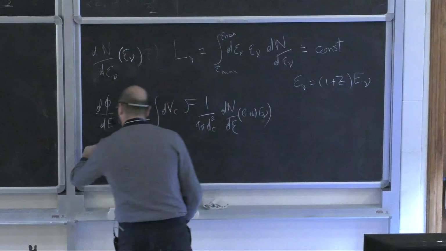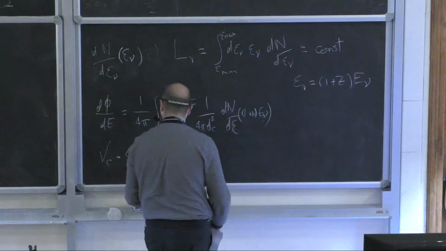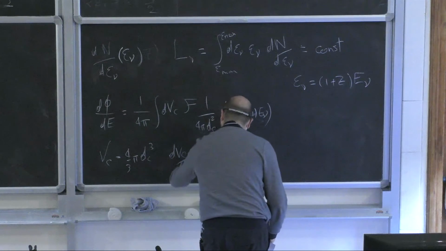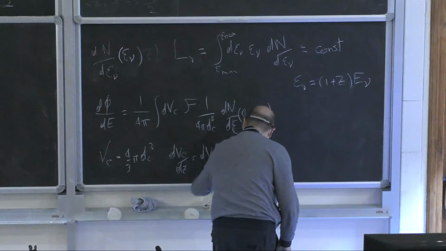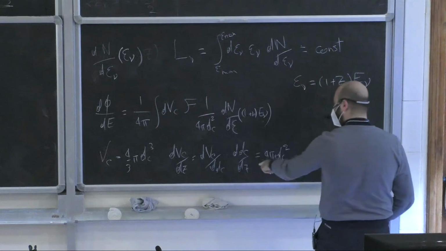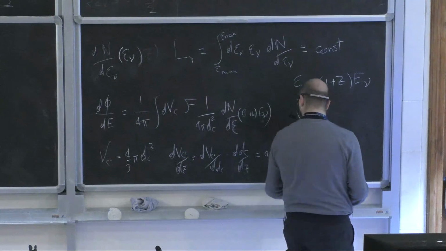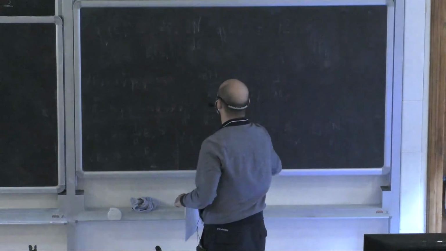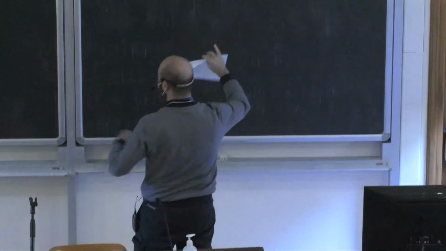What is this V_C? The comoving volume is going to be 4/3 pi d comoving cubed. I can write dV_C with respect to z as dV_C with respect to d_C times d d_C with respect to z. This gives me 4 pi d_C squared, and then a 1 over the Hubble factor, basically. If you're familiar with Friedmann-Lemaitre-Robertson-Walker type calculations, this is trivial. Otherwise, just trust me.